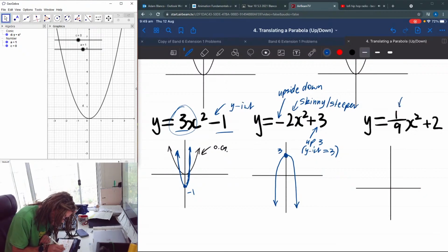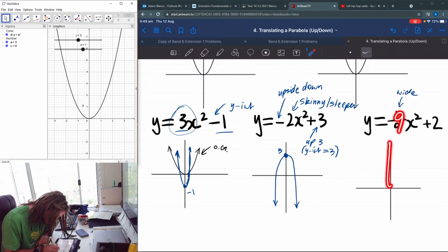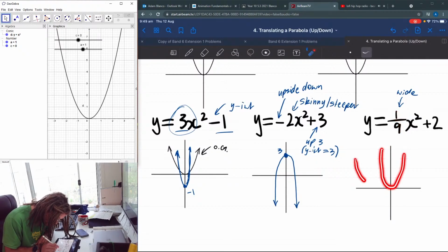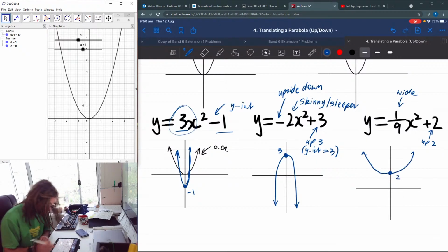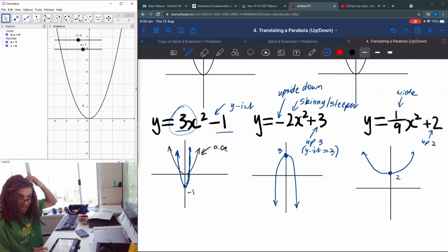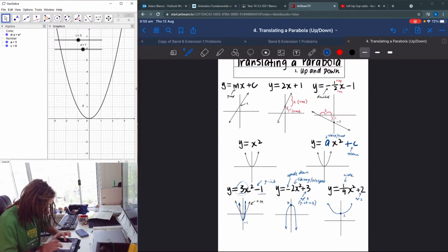This tells me it's going to be, instead of being steep, it's going to be really wide. So if you think of, if that was just 9, it would be like this pretty much. 1 on 9 tells me instead of looking like this, it's going to probably look like that, something like that. But it also has to go up 2. So that's going to go up 2. So it'll just start there and be really wide. And that's 2. I should probably label my axes, but I have not done that, so oops. Okay, and I guess that's really all we need to know.